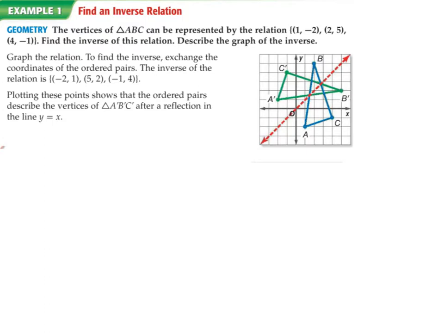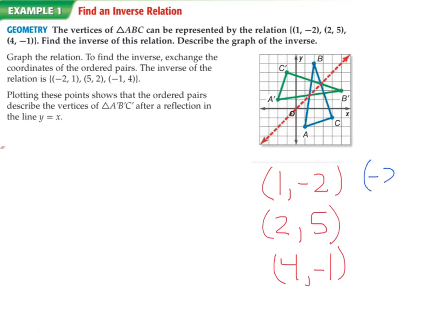By looking at the graph, we see that A is at (1, -2). B is at (2, 5). And C is at (4, -1). So when we go to write the inverse of this, all we're going to be doing is switching those numbers. So here we'd have (-2, 1) for the inverse, (5, 2) for the inverse, and (-1, 4) for the inverse.